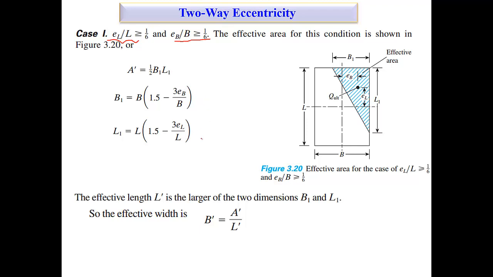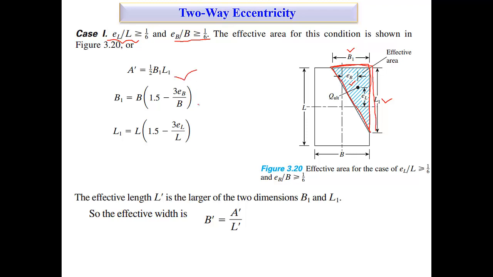Yes, sir. Okay. So if this is the situation, they find that the effective area is only this, and the rest of the portion is inactive. If this is the scenario, this effective area looks like a triangle. You understand? So they call this B1 and this is L1, and this is the effective area, so it looks like a triangle. So, half into base into height.